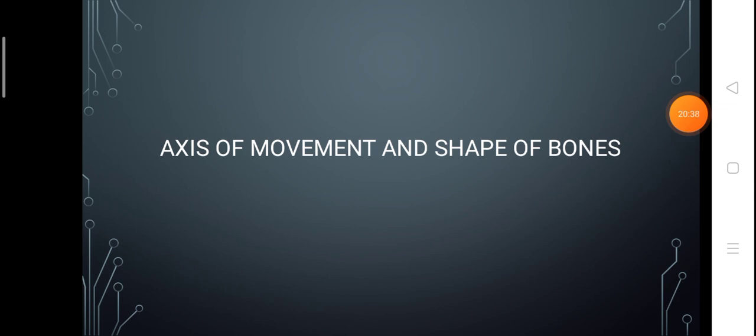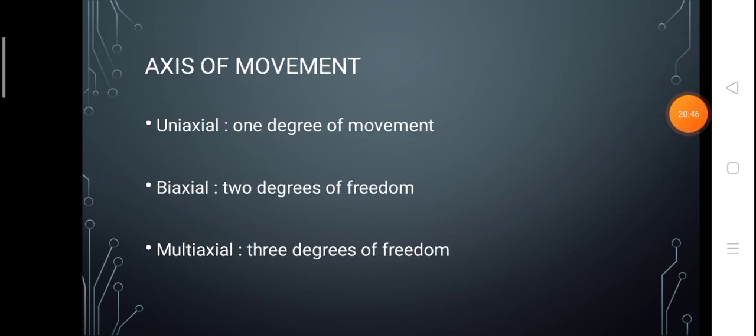These synovial joints are also classified on the basis of axis of movement and shape of articular surfaces of bones. Based on axis of movement, you have uniaxial, biaxial and multiaxial or polyaxial joints. In uniaxial joints, movements occur only in one plane or one axis, whereas in biaxial joints, movements occur in two planes or two axes. In multiaxial or polyaxial joints, movements occur in three planes or three axes.